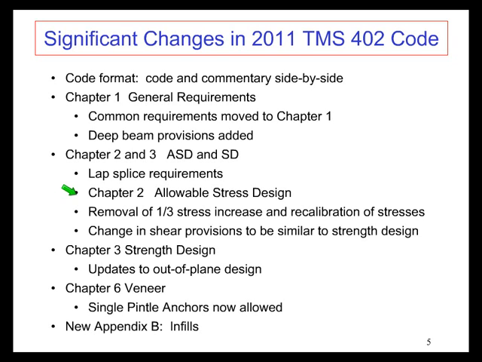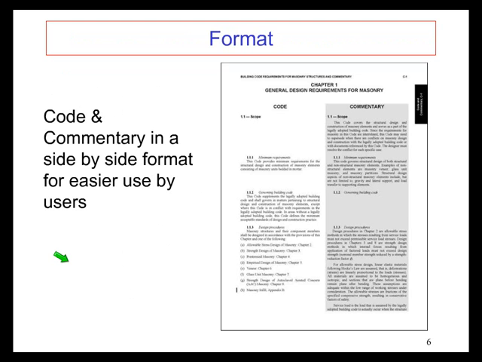Probably the biggest changes are in Chapter 2, allowable stress design, where we removed the 1/3 stress increase option and recalibrated the stresses, and there are some changes in the shear provisions. And then the rest are relatively minor, in Chapter 3, Chapter 6, and a new appendix on infills, but we'll look at all that. So as I mentioned, there's a new format.